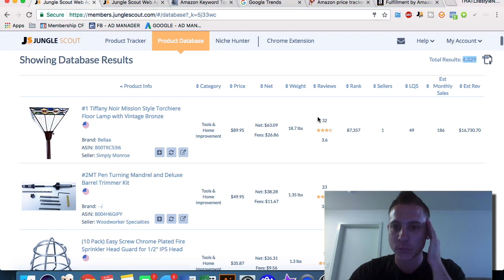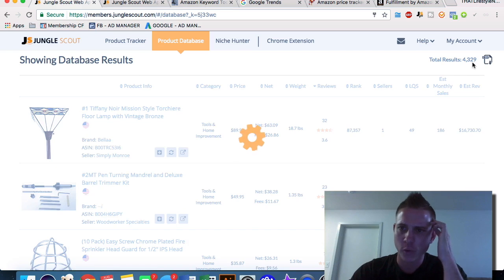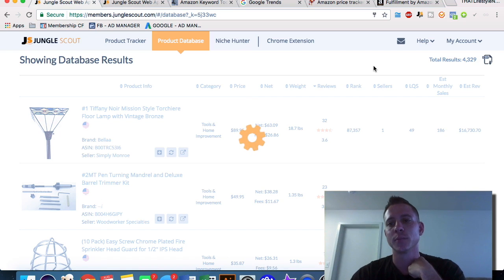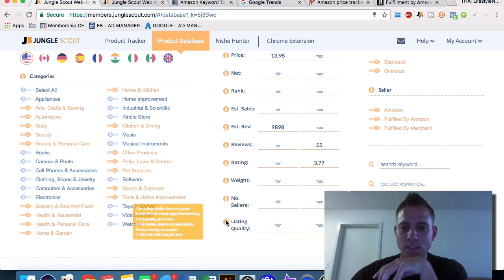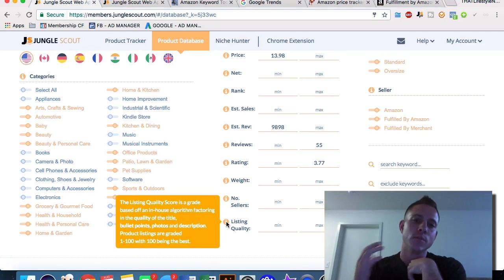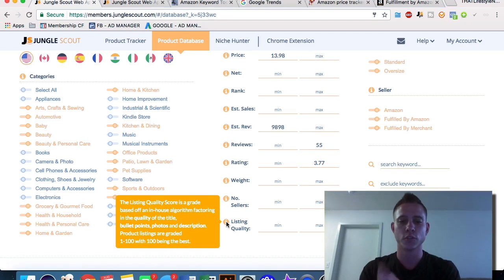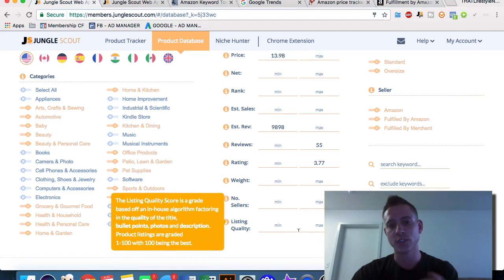So we're going to take a look at some of these products. I like to organize these by reviews. Right, 4,300 is actually kind of a lot of products. So let's take a quick gander back at our filters and see if we can cut that down a little bit. So listing quality is another important one, guys. This is an algorithm that Jungle Scout utilizes that basically gives a 1 through 100 score for the listing quality. If a listing has good pictures, has optimized bullets, has a product description, right, has the optimal number of pictures, right, if the quality of the pictures is high definition, things like that.